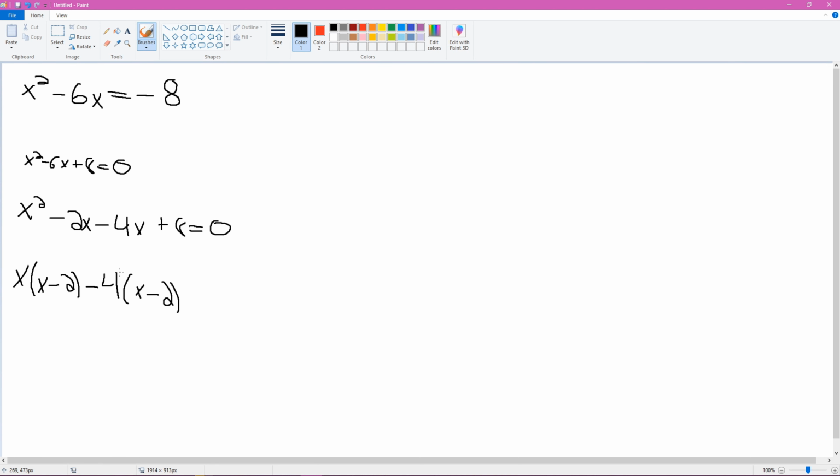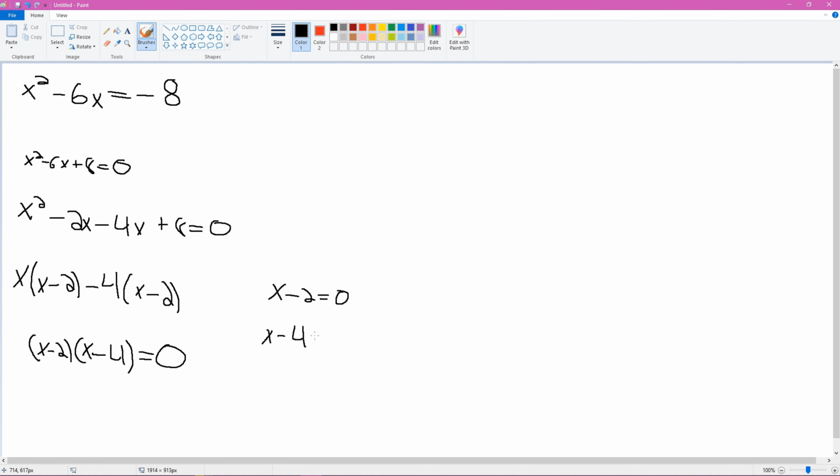Because now you'll get rid of one of these and have x minus 2 and x minus 4. You'll take these and make them their own thing to get x minus 4 equals 0. And then you can solve each of these on their own. So you'll do x minus 2 equals 0 and x minus 4 equals 0.